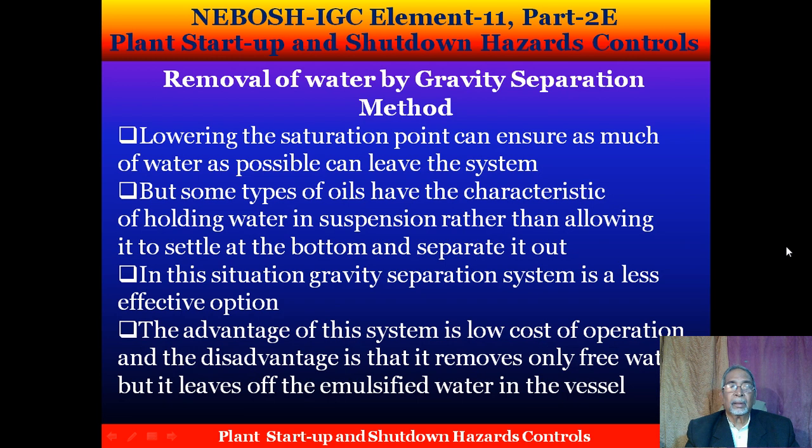But some types of oils have the characteristic of holding water in suspension rather than allowing it to settle at the bottom and separate out. In this situation, the gravity separation system is a less effective option. The advantage of this system is low cost of operation, and the disadvantage is that it removes only free water, but it leaves the emulsified water in the vessel.